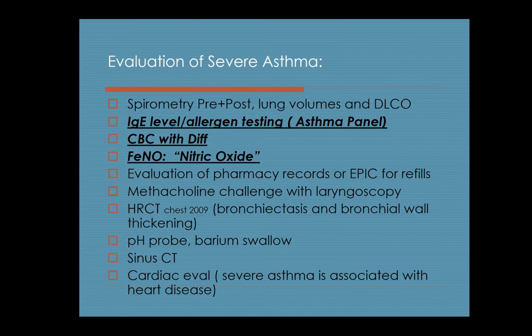Evaluation goes on. Would we get a high-res CT in a severe asthmatic? Yes. We want to see, do they have bronchiectasis? Do they have bronchial wall thickening? Do we think they have ABPA? We might do a barium swallow. We might do a sinus CT. We're worried that they have chronic sinus disease. Maybe they even have EGPA.